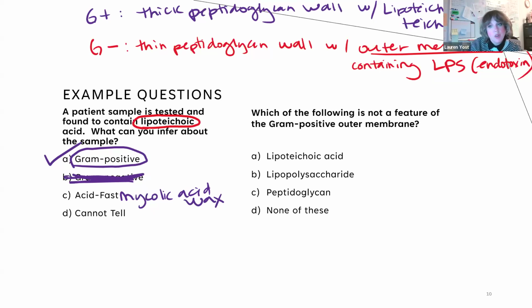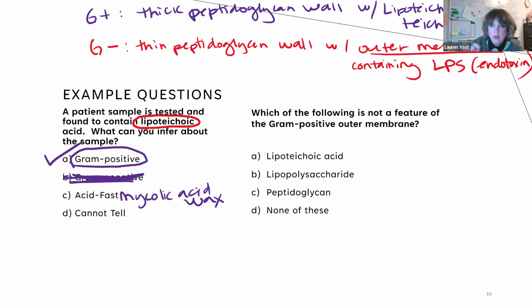But the acid-fast stain is basically a lipid-soluble stain that we use to stain the mycolic acid wax. If it's a lipid-soluble stain, it'll stick to the wax. It won't stick to cells that don't have the wax. And then we use acid to rinse it out. If it doesn't rinse out, it's acid-fast. It has mycolic acid wax. If the acid rinses it out, it's not acid-fast. Okay, so that's the ideology behind that.